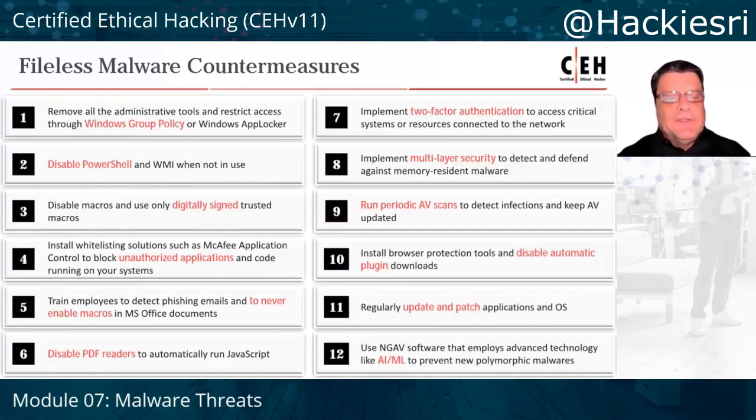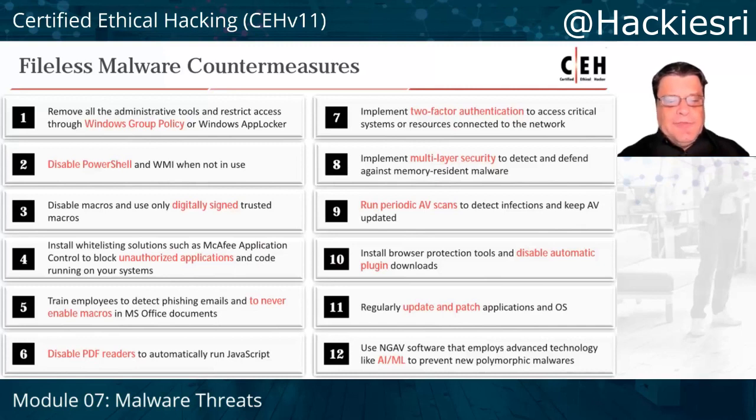Fileless malware countermeasures. Remove all the administrative tools and restrict access through Windows Group Policy or Windows AppLocker. Disable PowerShell and WMI when not in use. Disable macros and use only digitally signed trusted macros. Install whitelisting solutions such as McAfee Application Control to block unauthorized applications and code running on your systems. Train employees to detect phishing emails and to never enable macros in MS Office documents.